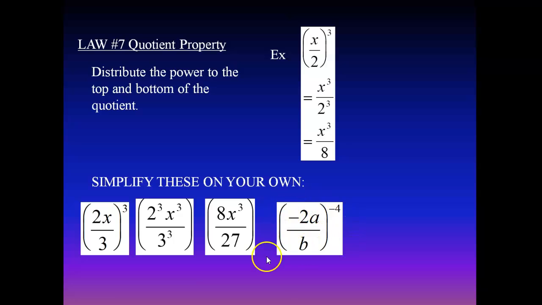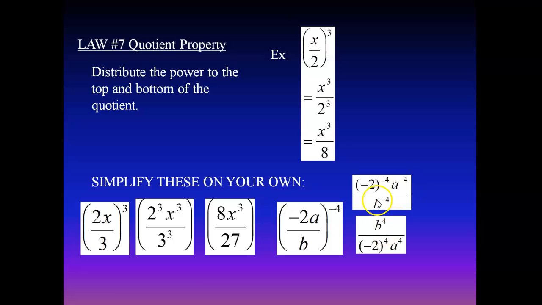Now let's take a look at this problem. Again, negative exponent. So I distribute the exponent. That would be negative 2 to the negative fourth power, a to the negative fourth power, b to the negative fourth power in the denominator. So now I could do the reciprocals. So if I do so, I get b to the fourth power, because the reciprocal of 1 over b to the negative fourth will be b to the fourth.